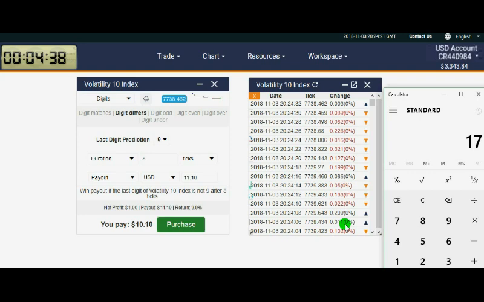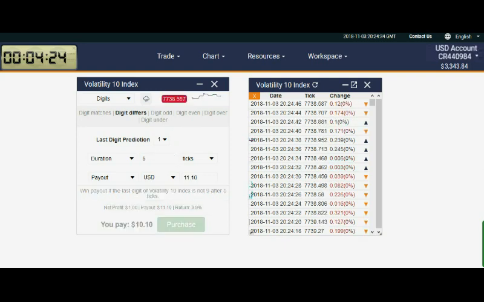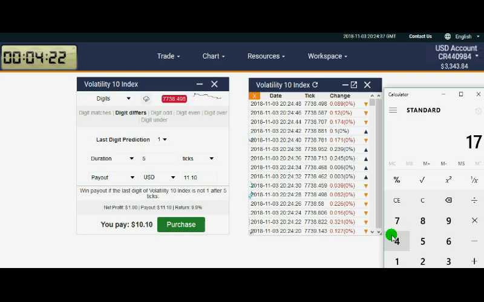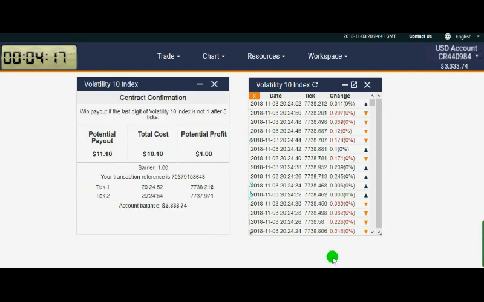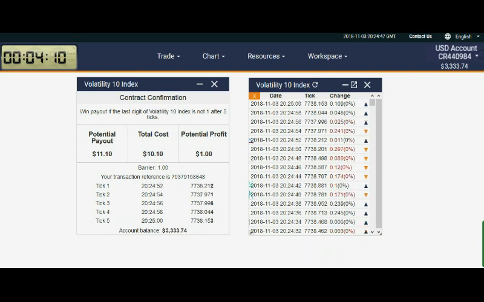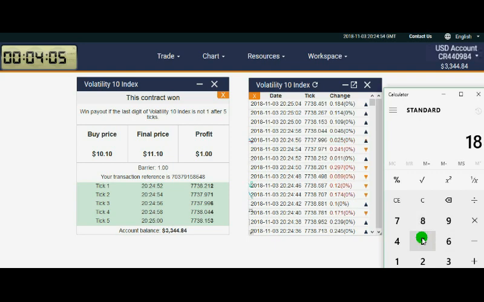So here, our last one was 9. So I'll take picking 1. So that's our 17th trade. As you can see, we won that trade as well. So we're going to go for the 18th trade.